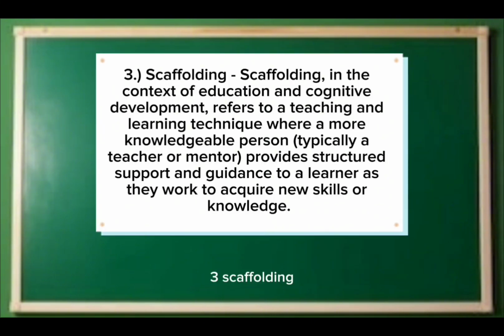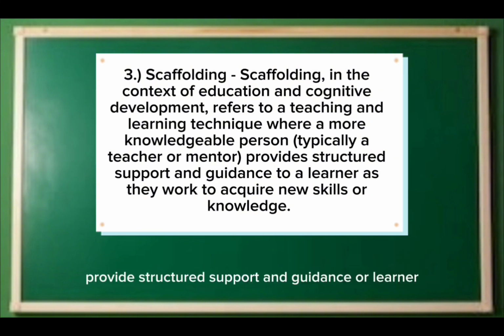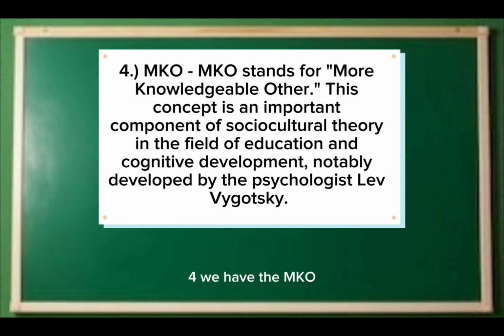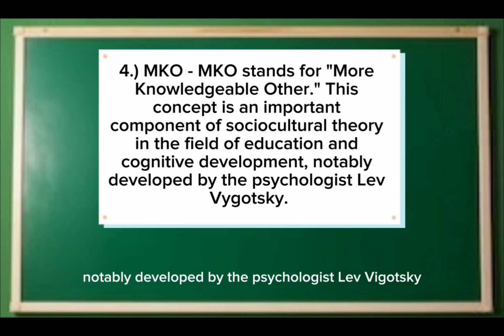3. Scaffolding. Scaffolding in the context of education and cognitive development refers to a teaching and learning technique where a more knowledgeable person provides structured support and guidance to a learner as they work to acquire new skills or knowledge. 4. We have the MKO, which stands for More Knowledgeable Other. This concept is an important component of sociocultural theory in the field of education and cognitive development, notably developed by the psychologist Lev Vygotsky.